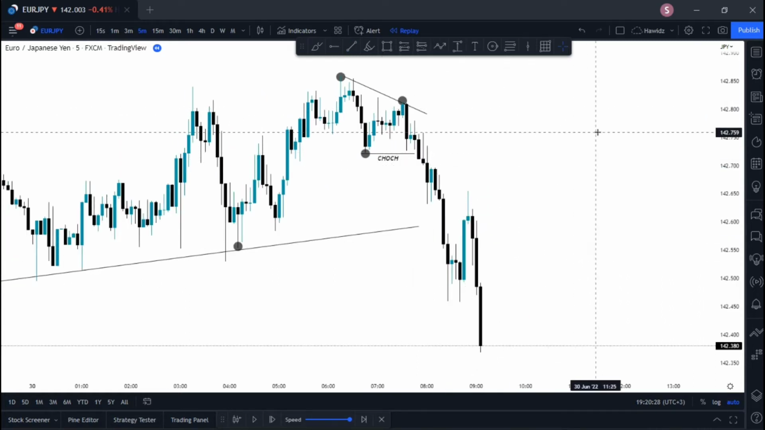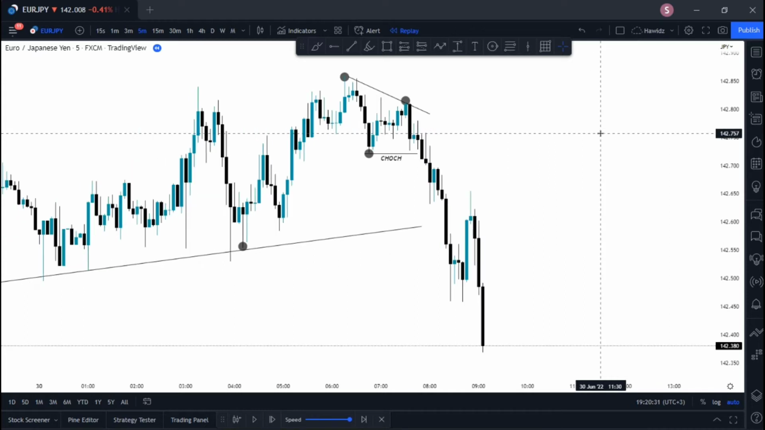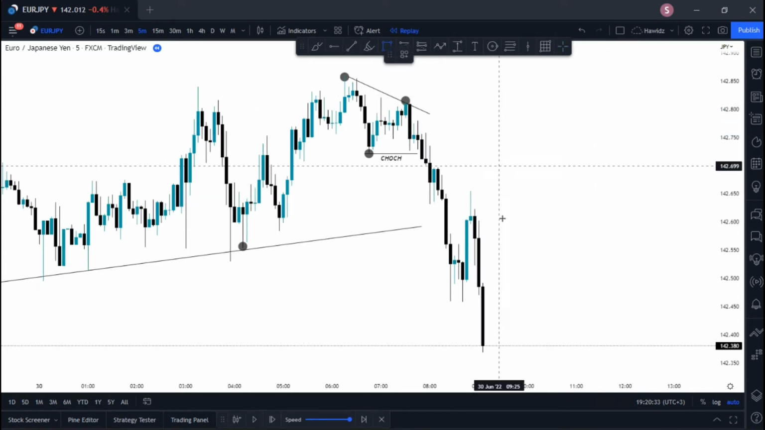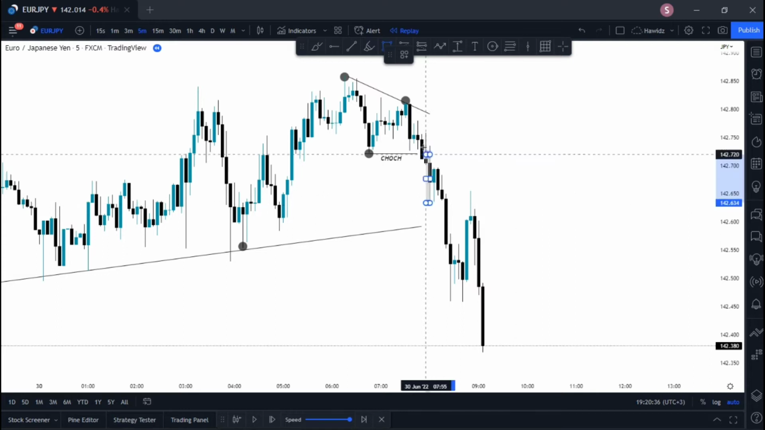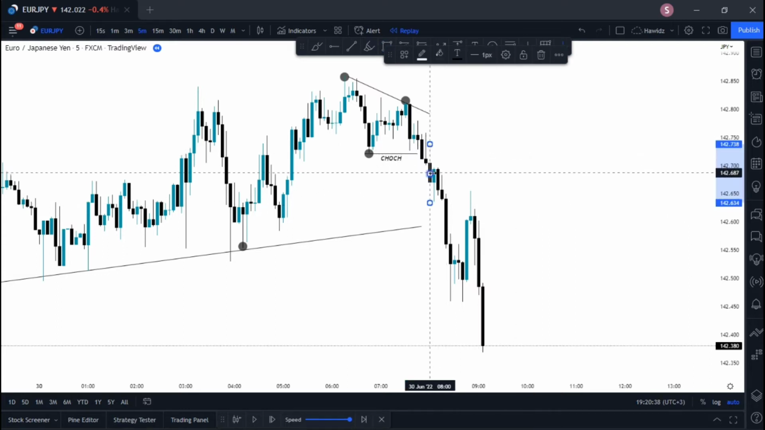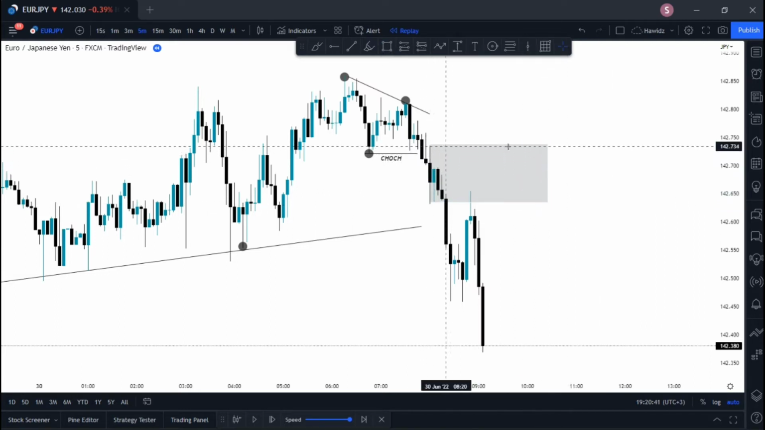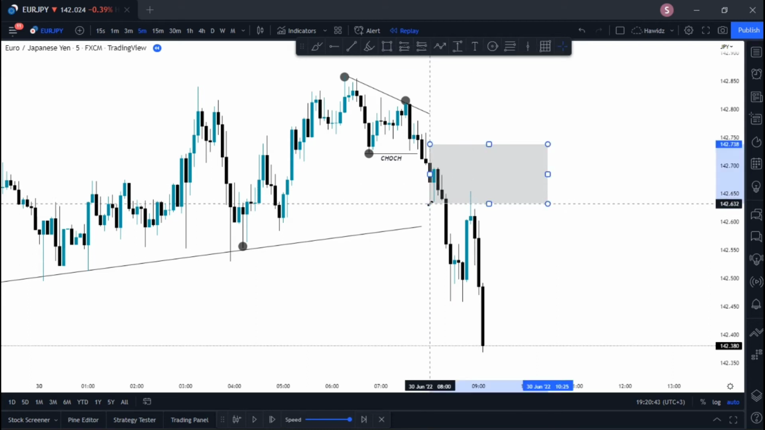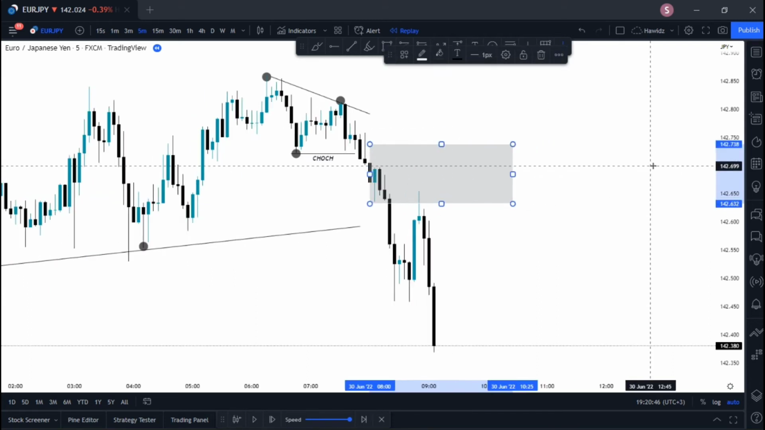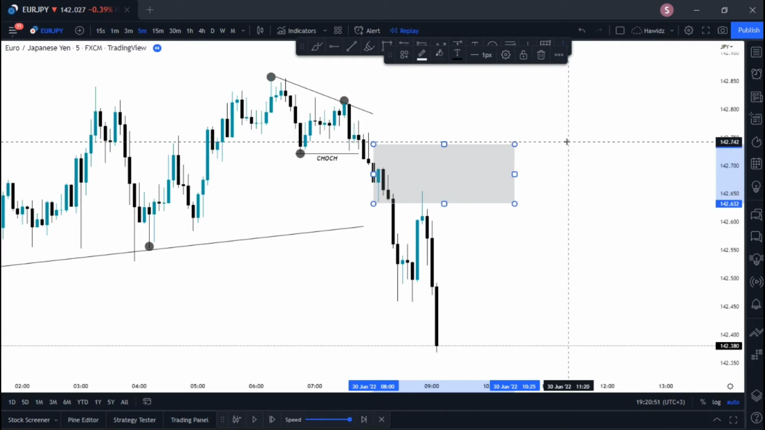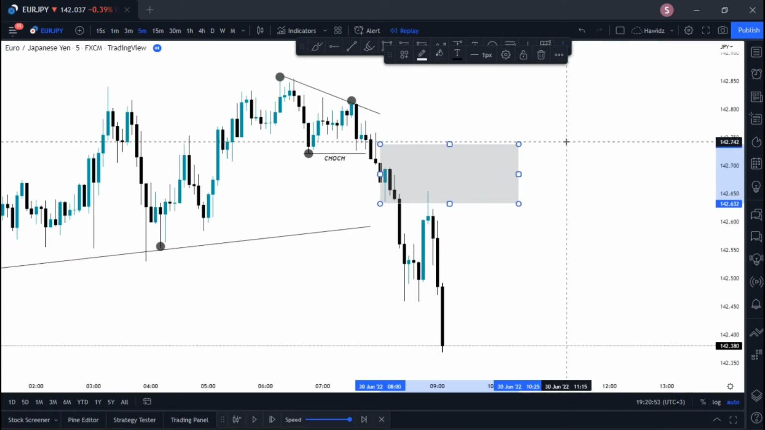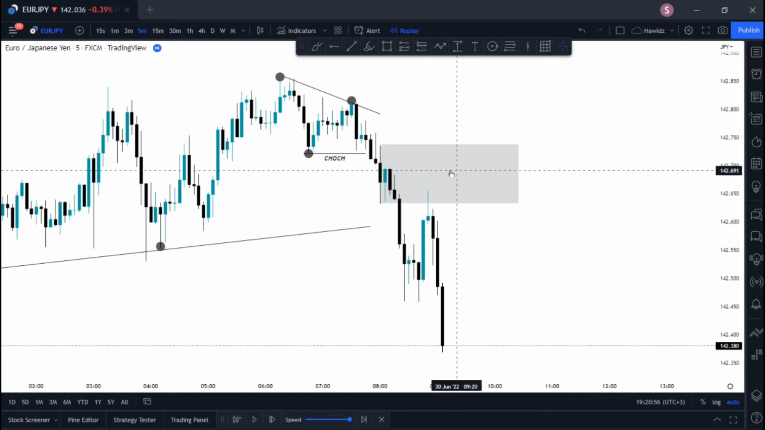And after this change of character, we had multiple supply zones which were created. Now, I was looking at this area here. It was a very big area. And guys, if you don't know how to pick the right area, the right order block, or the right supply and demand zone, then I suggest you go back to the previous video and watch the video of how to choose the right order blocks. Now, with that being said, I had this very huge area here.